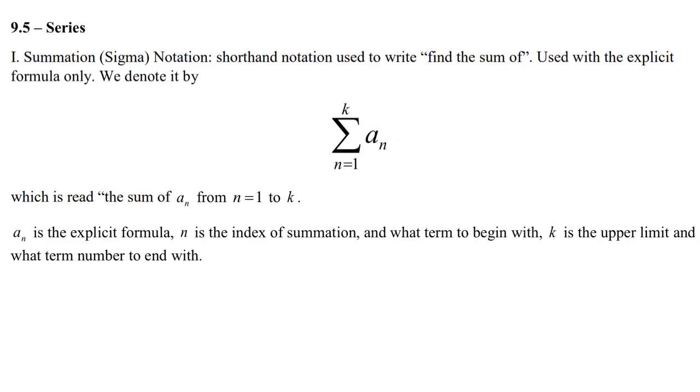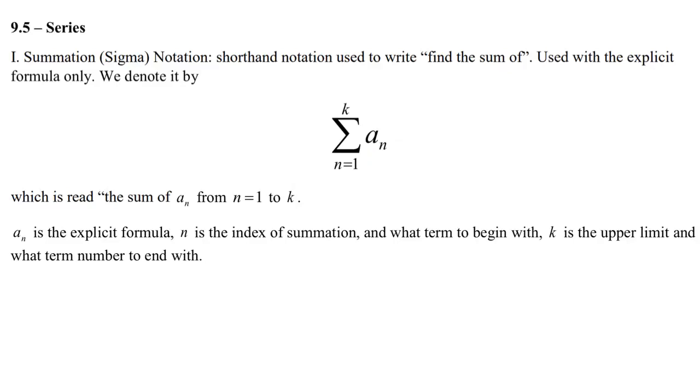Summation notation, or sigma notation, is what we're going to focus on first. This is just a shorthand way of writing a big long sum out to be able to do it very quickly, and it's used with the explicit formula only. So we're not going to be using recursive formulas in this particular section, just the explicit formulas. And so we denote sigma notation. This big capital Greek letter here is called a sigma. Sum from n equals 1 to k of a sub n.